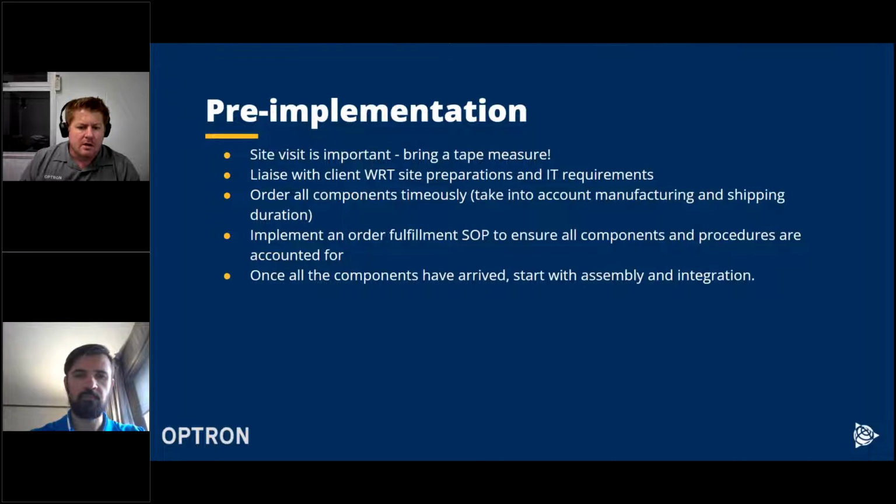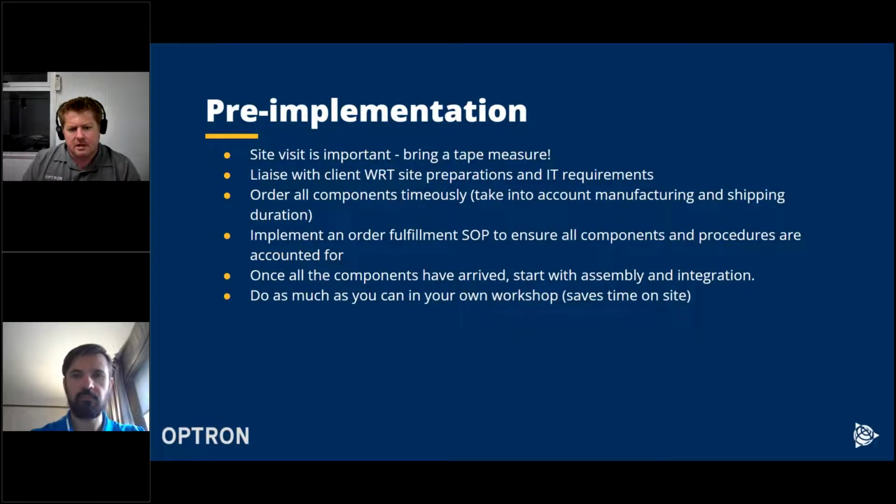And then once all the components have arrived, you can start with the assembly and integration, and do as much of this integration as you can in your own workshop. You won't be surprised how much time it will save you on site. Because if we assemble in our own workshop and we need a bolt and we don't have it, we can quickly run to the shop and buy it. If you're on site, sometimes that means driving to a shop somewhere, or trying to find a shop where you can even get it, if you're lucky.